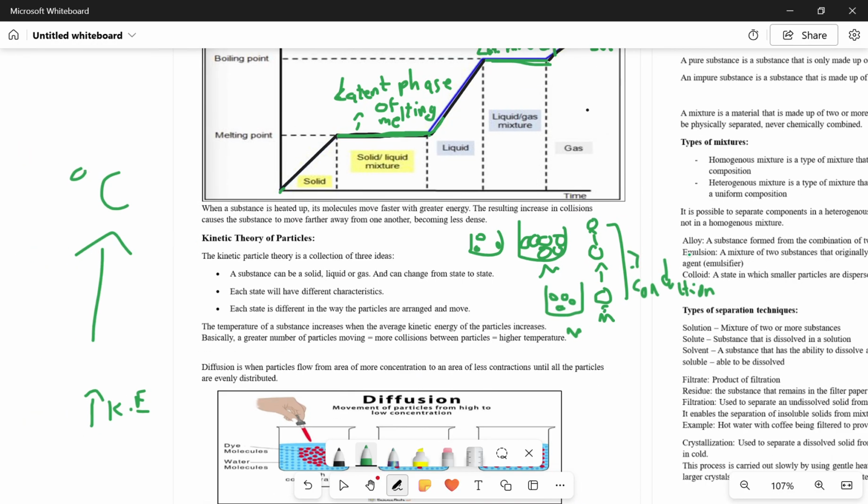Now when you start cooling them, in an exothermic process, when heat is lost, these forces come together.